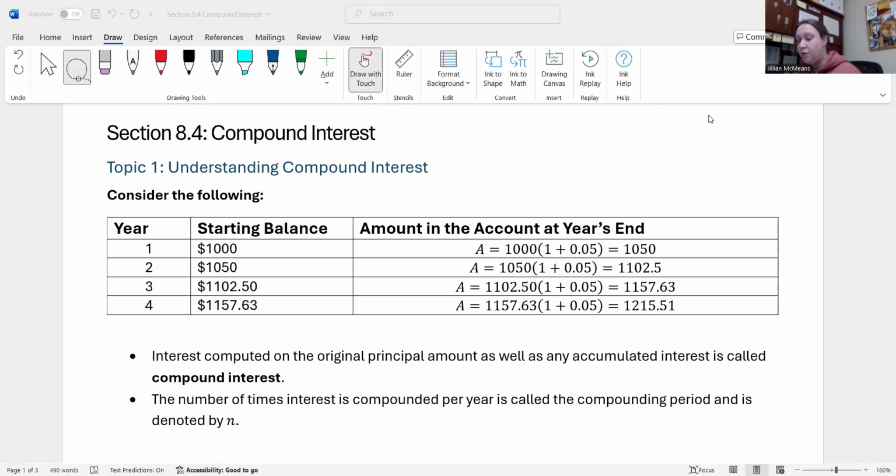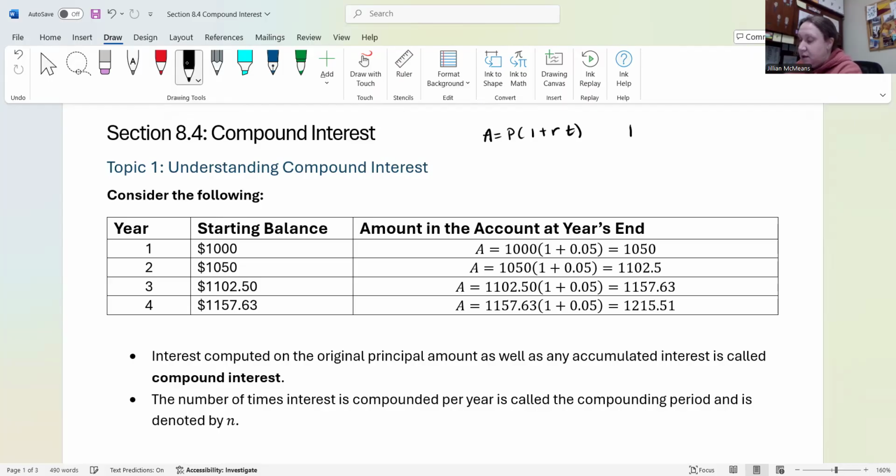Okay? So before we dive into any actual calculations of compound interest, let's play around with what we already know about simple interest, but tie it into this new world of compound interest. First, let's remind ourselves of section 8.3, when we were calculating the future value of an account, the value of an account at some point in the future. We had the formula A equals P times 1 plus RT.